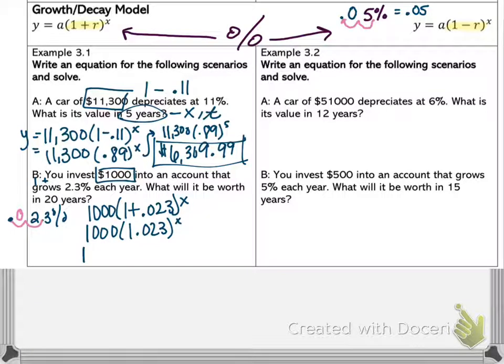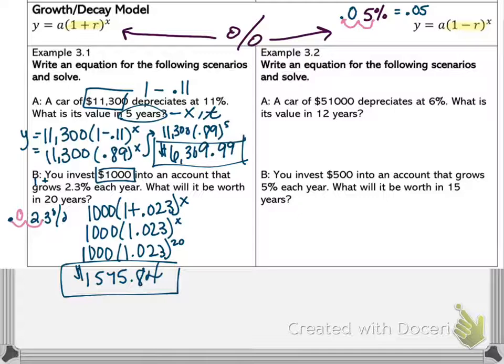And then it says, what will the account be worth in 20 years? So we're going to plug in our 20 here. Ignore how terrible that 3 was. It's not my finest moment. Raised to 20 years. And we end up with something tragically small, $1,575.84. So this one did not grow very much at all. But that's okay. We'll get to what banks actually do in a second.